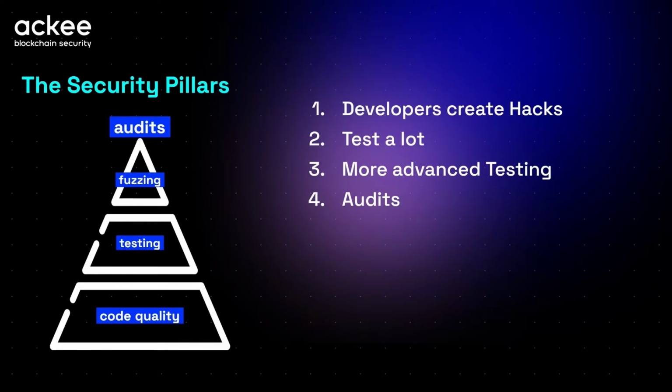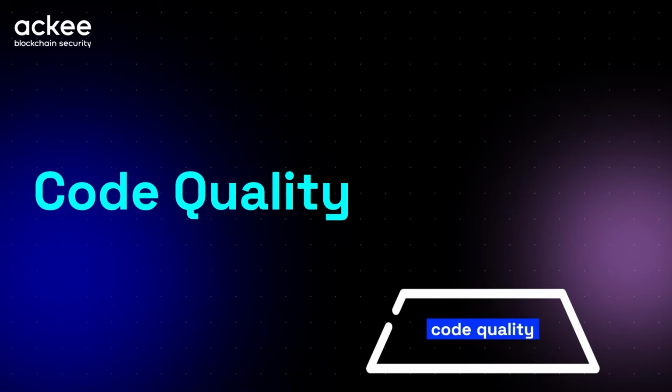So it is always good practice to have someone else look at the application or the smart contract. And now we can separately talk about each of the pillars. So let's start with the code quality. What can you do? What can you improve here?